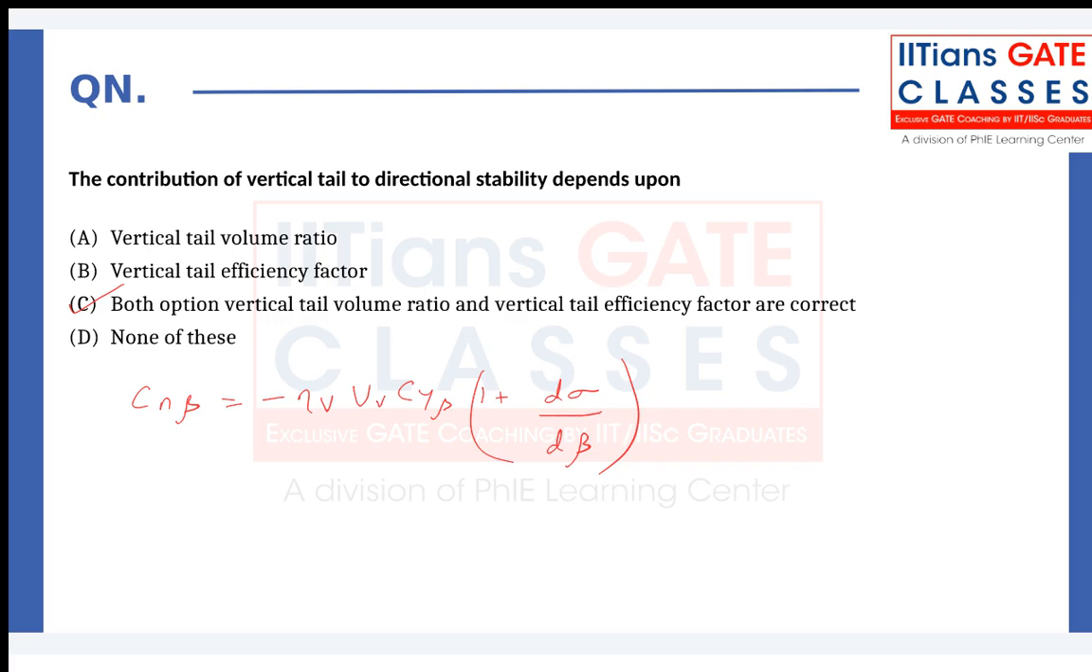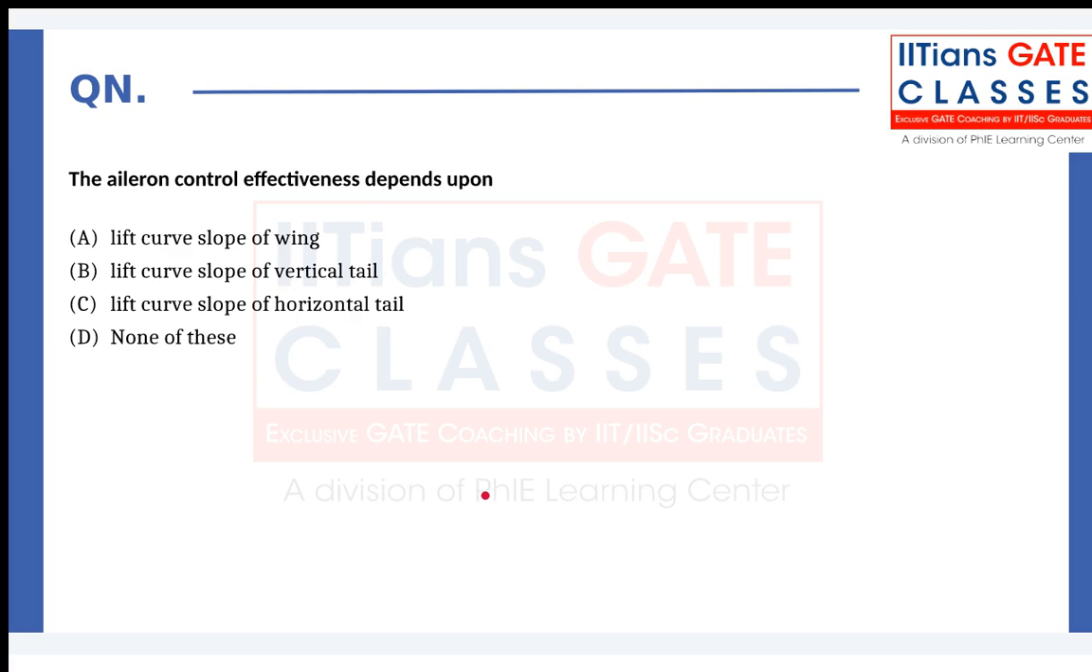Aileron control effectiveness depends upon... Aileron is on the wing, right? So it obviously depends upon the lift curve slope of the wing. Alright, let's go to the next question.